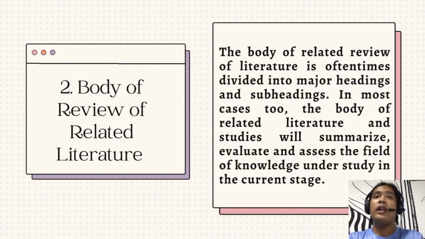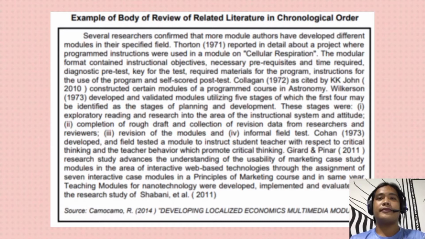Please note that the review is a preliminary part of a research project. Then the body will focus on the argument in order to justify the issues, topics, or problems under investigation. So you should take note. There you can see in the example that I have given, it is a body of a review of related literature in chronological order. As you read it, you will discover that the body already contains the summary, the evaluation, and the assessment of the field of knowledge under study in the current stage. It shows you everything that needs to be seen in the review of related literature.